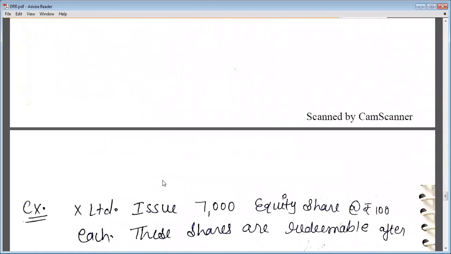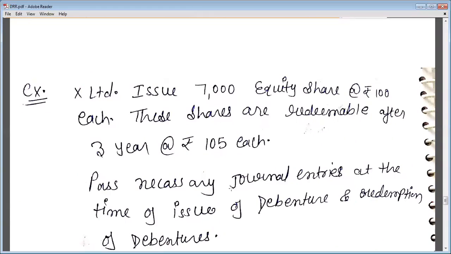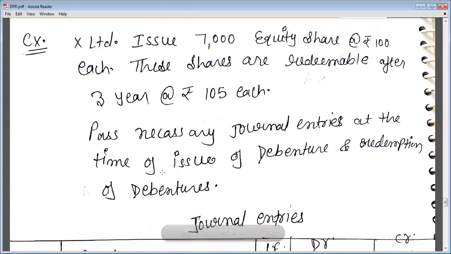So let's have an example. X Limited issues 7,000 shares of ₹100 each. These shares are redeemable after 3 years at the rate of 105. Pass necessary journal entries at the time of issue of debenture and redemption of debenture. So you have to pass journal entries at both times, at the time of issue and at the time of redemption.